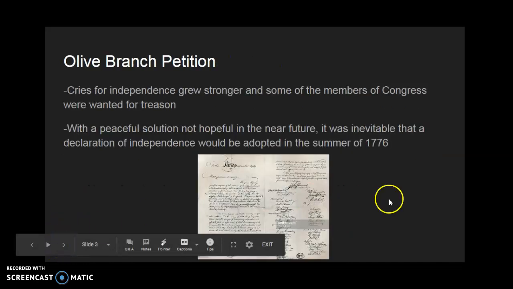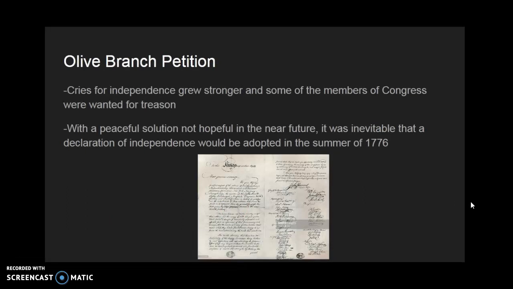So what do we do from there? I went too far. So after the Olive Branch Petition, cries for independence grew stronger, and some of the members of Congress were wanted for treason. So they weren't really getting anywhere with this Olive Branch Petition, were they? So with a peaceful solution not hopeful in the near future, it was inevitable that a Declaration of Independence would be adopted in the summer of 1776. So this part had to happen first for them to realize you can't say that they didn't try to go in a peaceful way. But then they realized, okay, I guess this is not how it's going to be, so we are going to create our Declaration of Independence, which we will talk about next time.